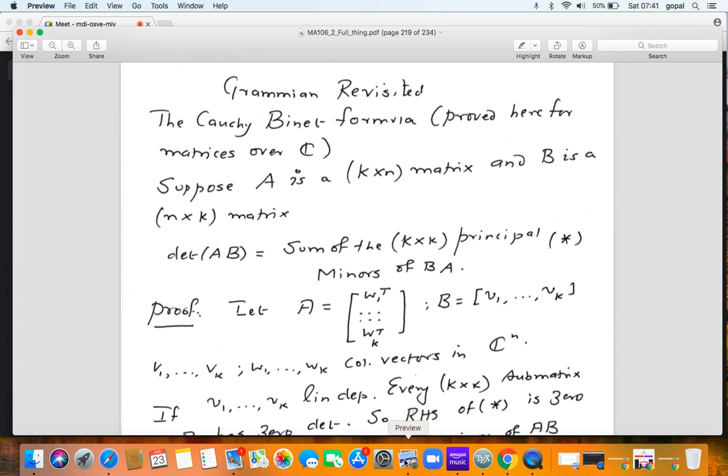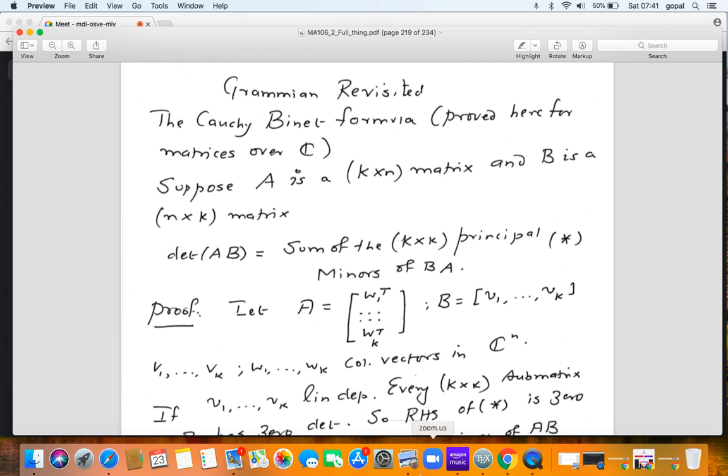So let us write A as W1 transpose up to WK transpose, and B is V1 up to VK, where the V's are column vectors, W's are also column vectors. So W transpose are the row vectors. So A is K cross N and B is N cross K. Remember that my vectors V1, V2, VK, W1, W2, WK are columns in Rn.